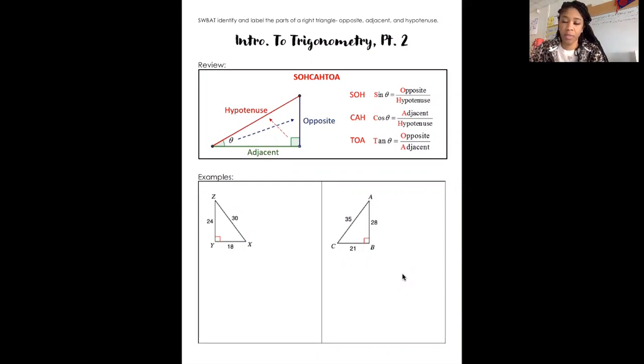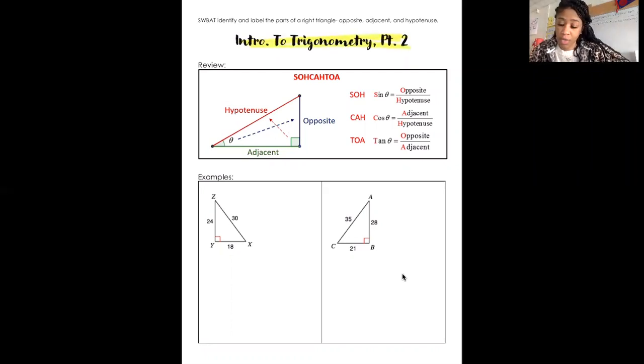Like I said, we're going to spend about 2 weeks on the trigonometry unit, and this stuff right here is the foundation of trigonometry. If you can't label the triangles, you're not going to be successful doing the rest of the work. So we have to spend 2 days on this, and we have to make sure we have this down pat. Okay. So your title for today is Intro to Trigonometry Part 2.